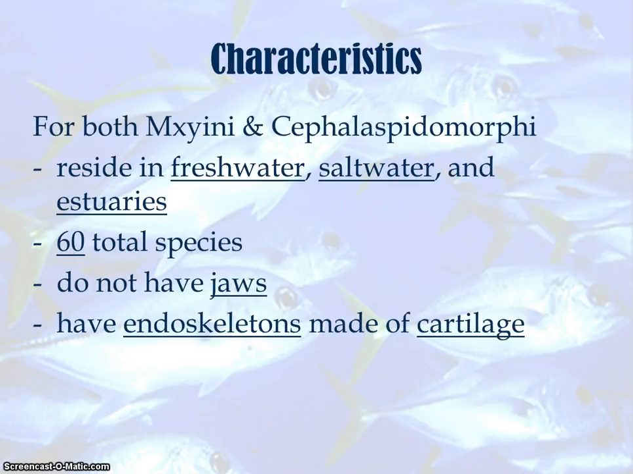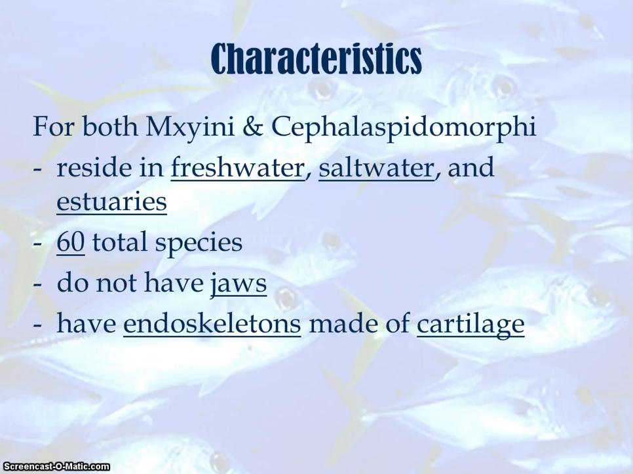Both of these classes, the Myxini and the Cephalaspidomorphi, your hagfish and your lampreys, can be found in freshwater, saltwater, or estuaries. An estuary is an aquatic environment that has a mixture of both fresh and salt water. So an estuary is where a large river empties into the ocean and deltas are formed. This is where you would find an estuary. There's a total of about 60 different species in these two classes.